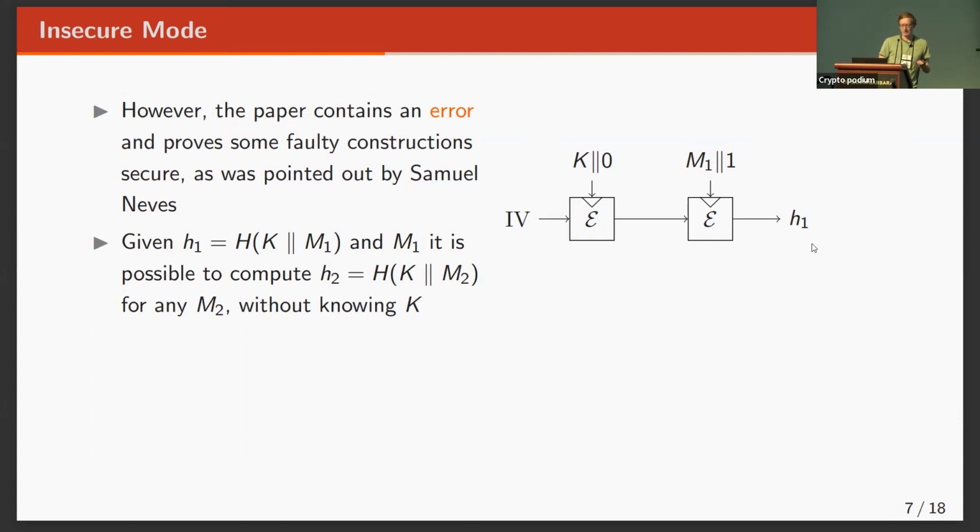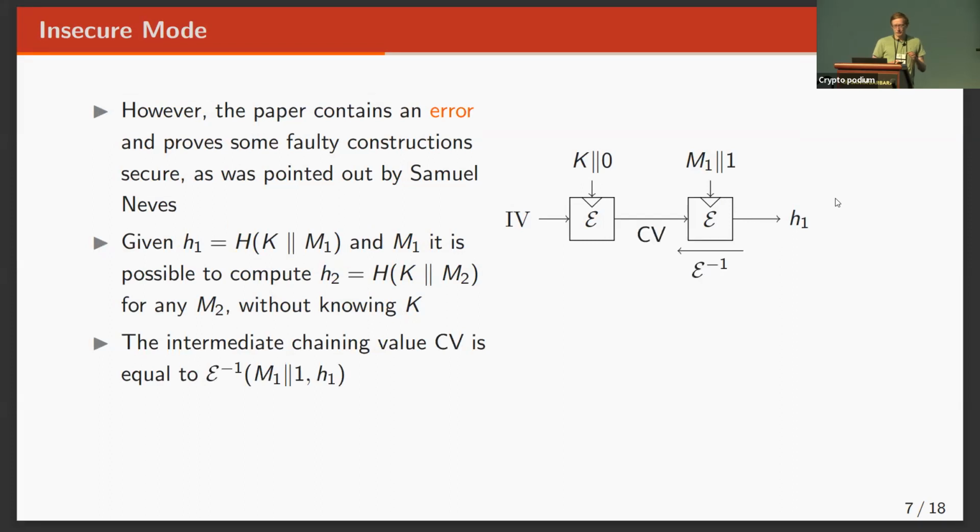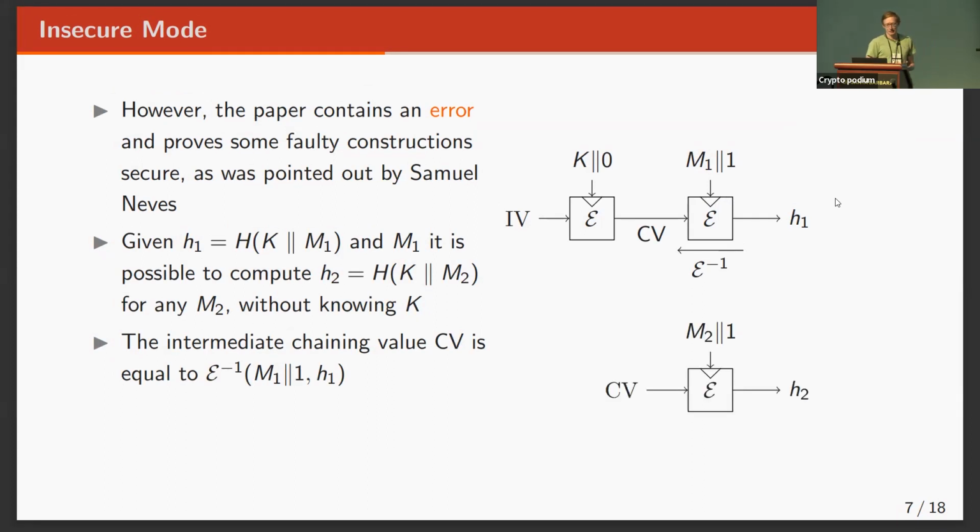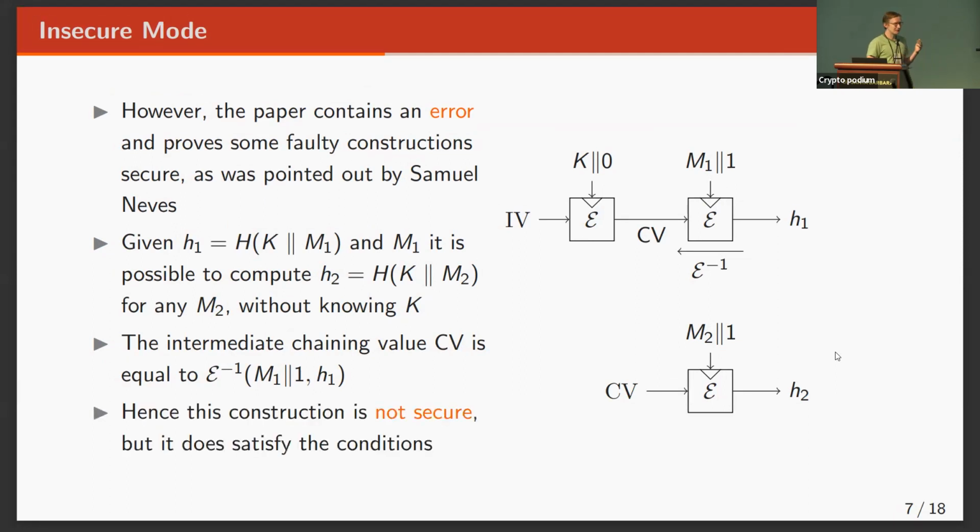So suppose again that we know the message M1 and the tag H1, and we will try to forge it to any new message. What we can simply do is compute the intermediate chaining value CV by calling the inverse block cipher, and then going forward again with a different message as a key input. We do not need to know the secret key K for this, but we can still compute this H2. So this shows that the paper proves some faulty construction secure, so there's a problem there.